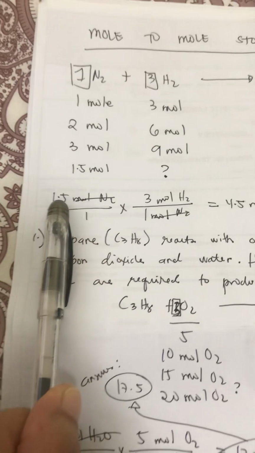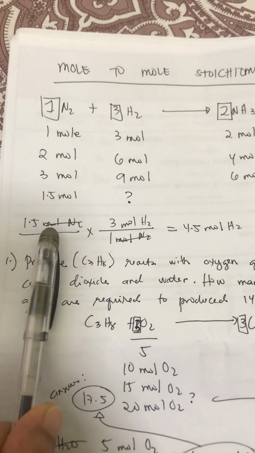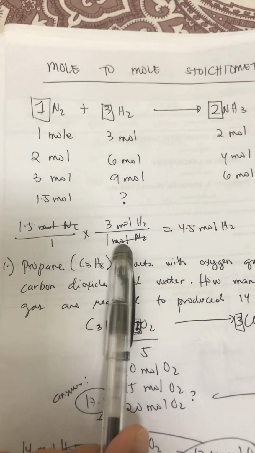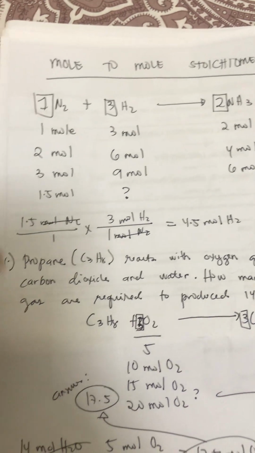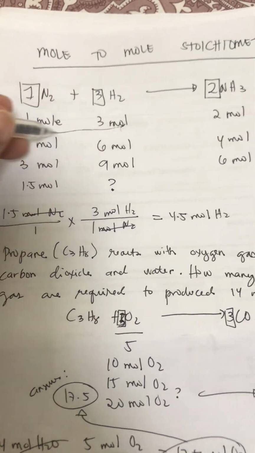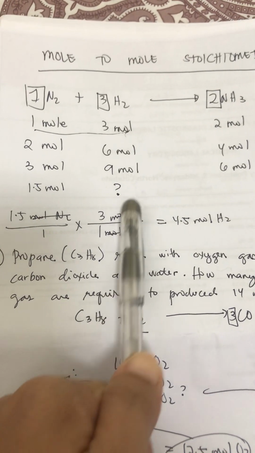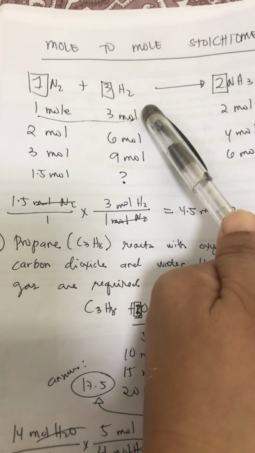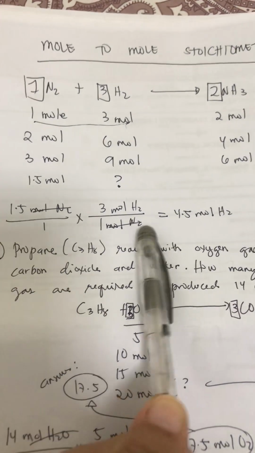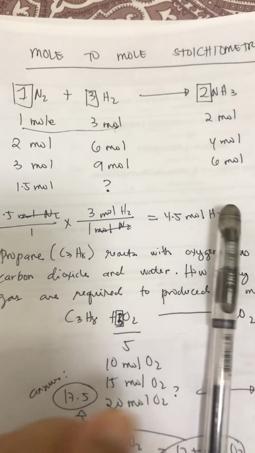So you will convert it by using 1.5 moles of nitrogen times 1 mole of nitrogen. You will use this one, the 1 mole of nitrogen, used 3 moles of hydrogen, and then you multiply it, you will get 4.5 moles.